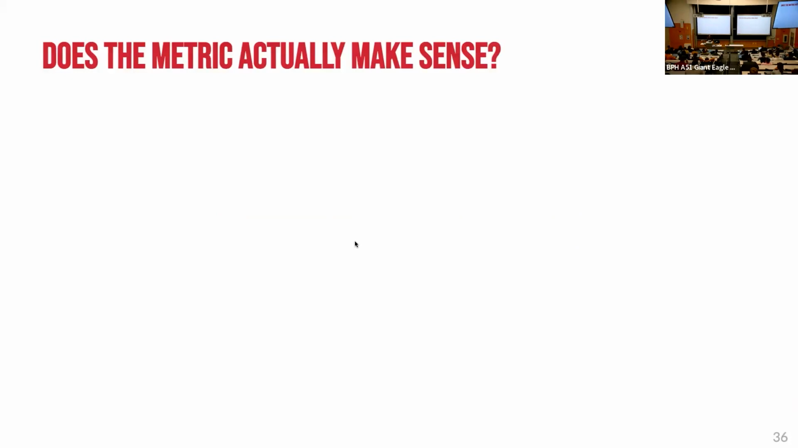Right, so the question here is, we've created this metric. Does it actually make sense? I mean, we've validated it a little bit already with the example play where we show the interaction and it sort of makes sense. But what else can we do here?